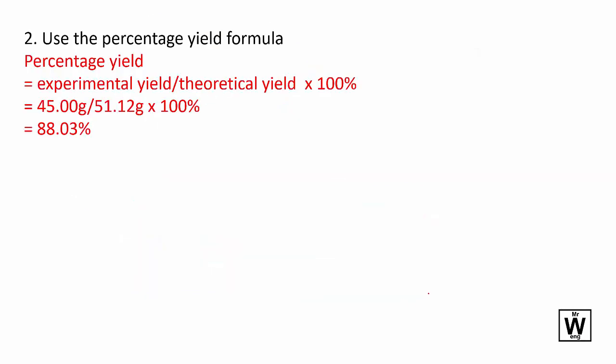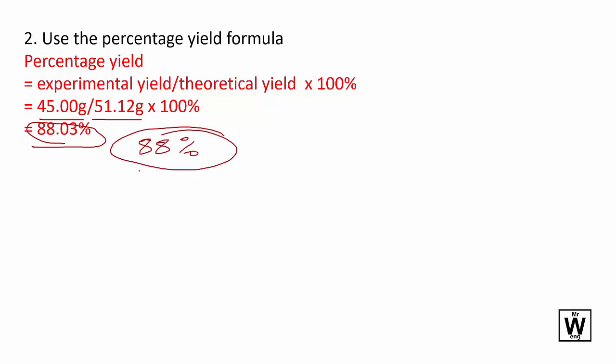So now we just do the calculation. So percentage yield calculation is experimental divided by theoretical times 100. So there's the 45, there's the 51, and 88%. So that gives you an idea of how good you were. You didn't get 100%, but you got pretty close.